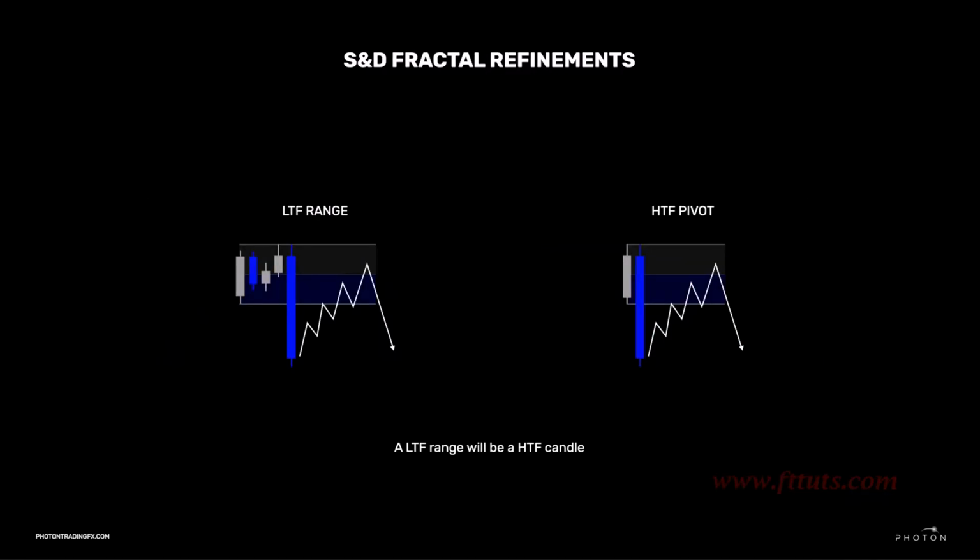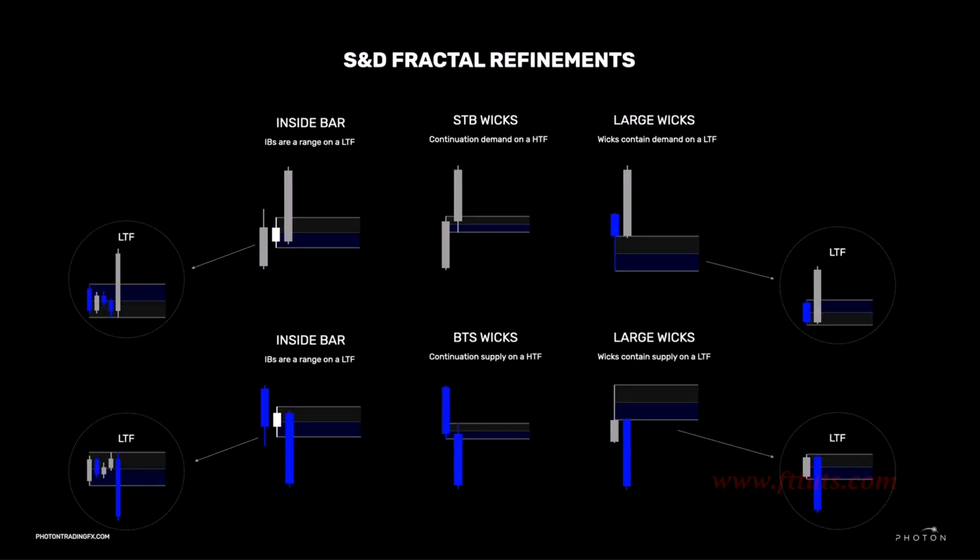So a range created zone, or even a pivot zone that has multiple candles, that will essentially be a pivot on a higher time frame. So that lower time frame range can generally be cleaned up and refined to a single candle if you were to jump up and view that same price action on a higher time frame. We then have three main types of fractal refinements. Inside bars, where the candle does not break the high or low of the prior candle, and it is then engulfed by the next candle.